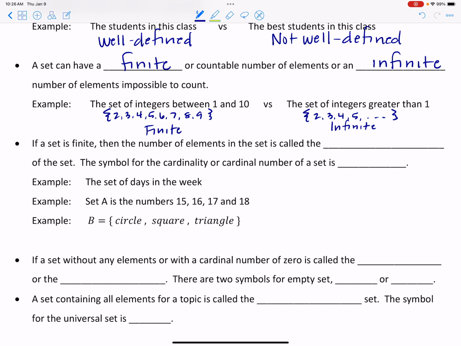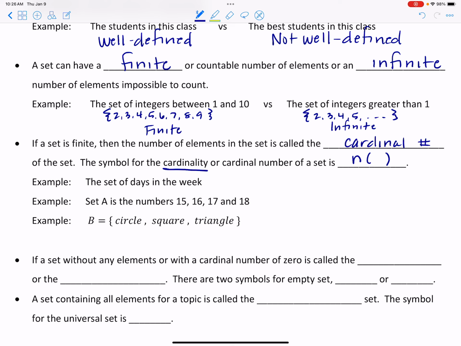All right, now, if a set is finite, if we can actually count the number of elements in the set, then that number of elements that's in the set is going to be referred to as the cardinality of the set, or the cardinal number of the set. So the number of elements in the set is the cardinal number, or again, the cardinality of the set. And the symbol for the cardinality looks like this. It's an N and then in parentheses.